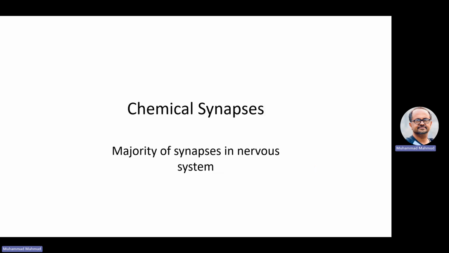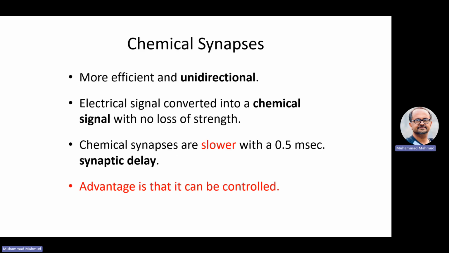Let's take a look at chemical synapses. The majority of the synapses in the nervous system are chemical synapses. This time they are unidirectional. That means one way, unlike the bidirectional electrical ones. And these electrical signals are converted into chemical signals with no loss of strength, and it is slower, at 0.5 millisecond. Remember, the other one was 0.1 millisecond. Now it is 5 times slower. An advantage is that it can be controlled, it's not programmed.